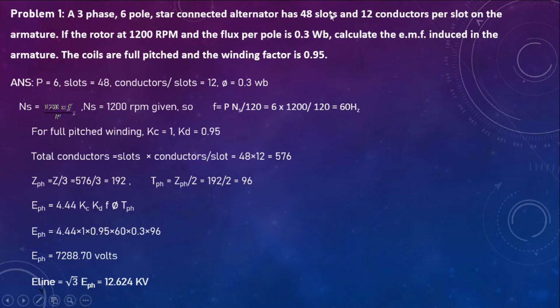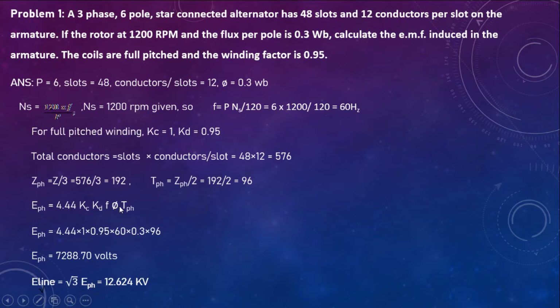So write down the given data as 6 poles, 48 slots. It has been given 6 poles and 48 slots and 12 conductors per slot. Conductor per slot is equal to 12. That means in one slot there are 12 conductors. Flux 0.3 Wb. So these are the given data. Now we have to calculate the EMF induced. That is E phase is equal to formula 4.44 Kc Kd F phi T phase. So all these parameters we need to calculate now.